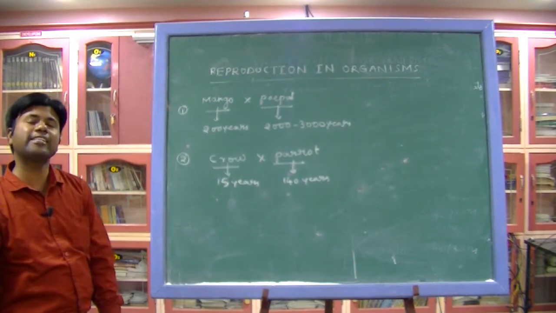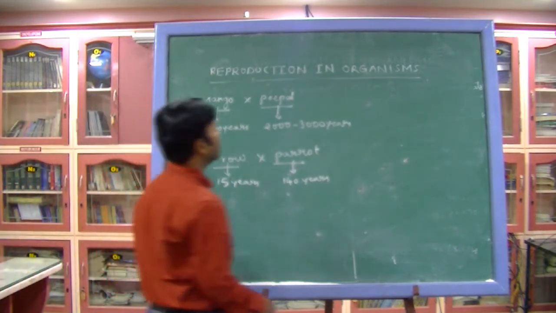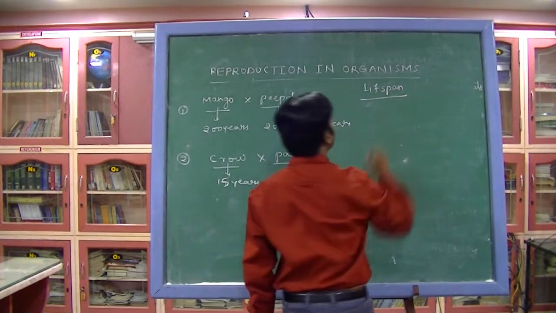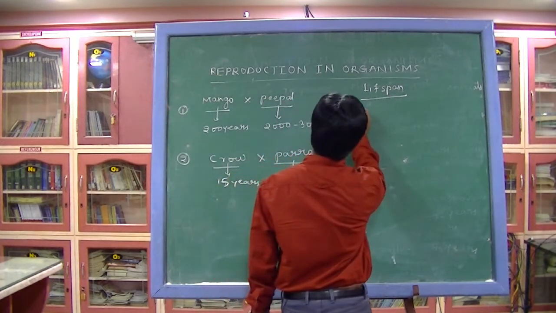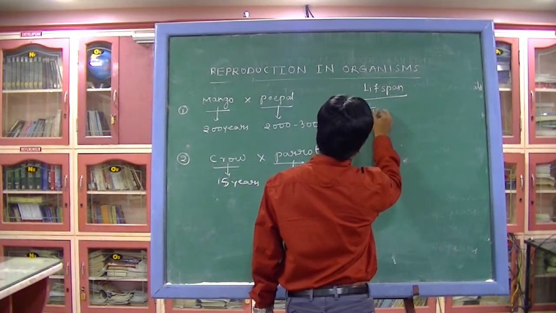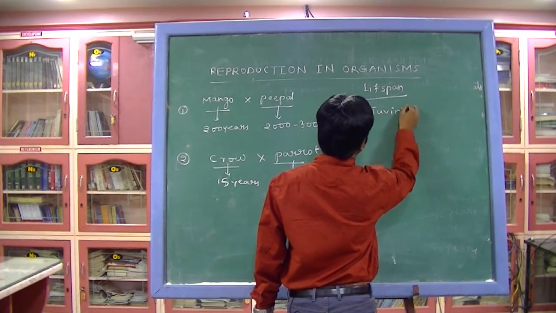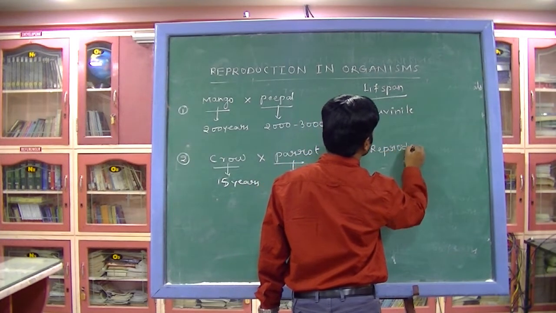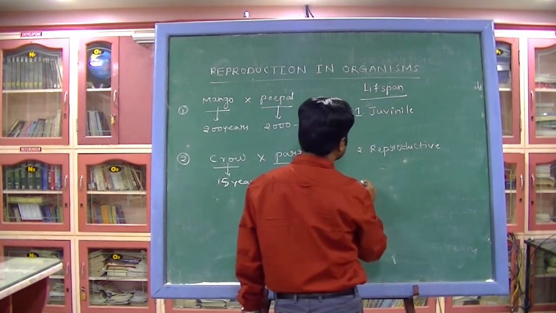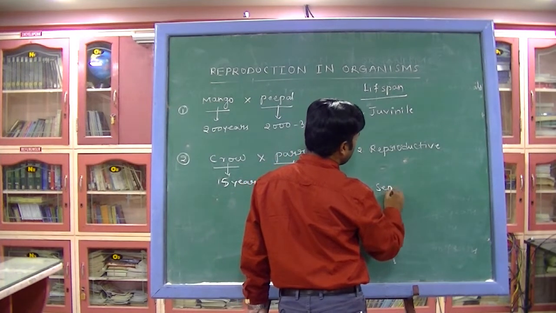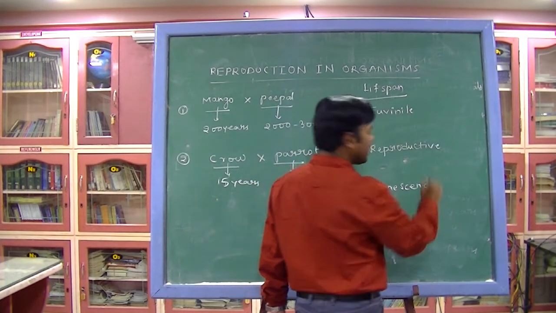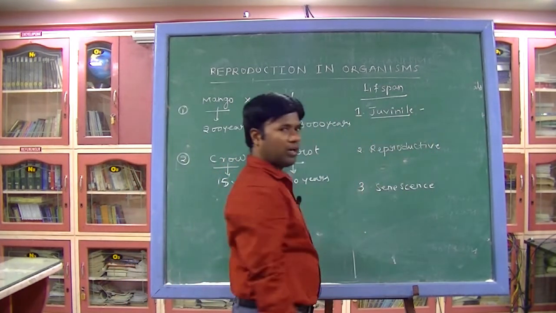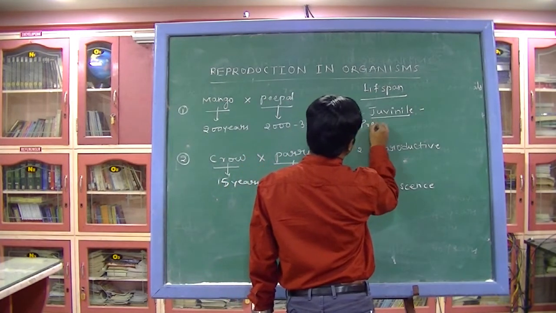Then what are the stages present in the lifespan? Let us see the stages of the lifespan. The first one is the juvenile stage, the second one is the reproductive stage, the third one is the senescence stage. The juvenile stage is also called the pre-reproductive stage.